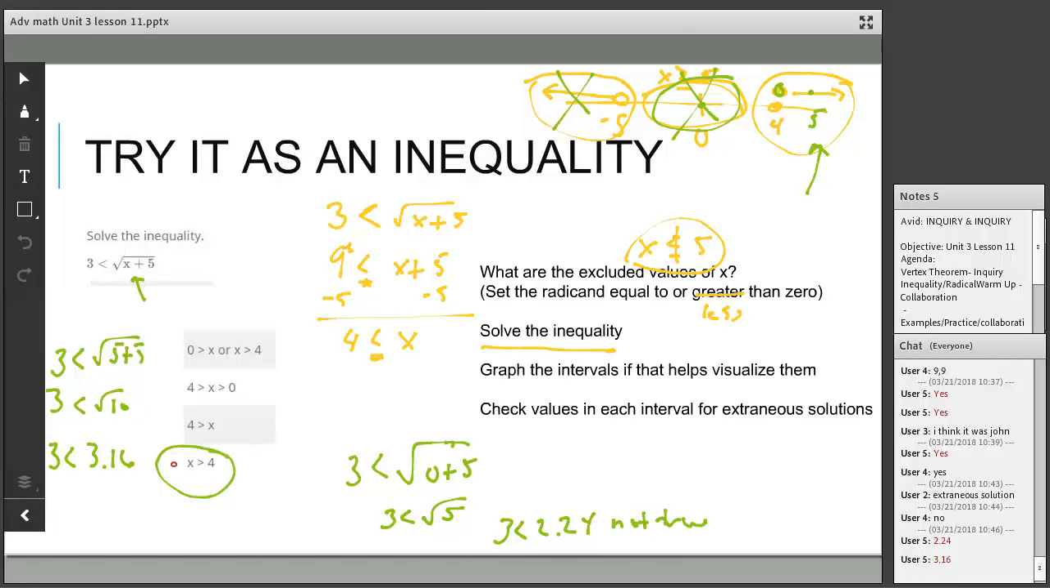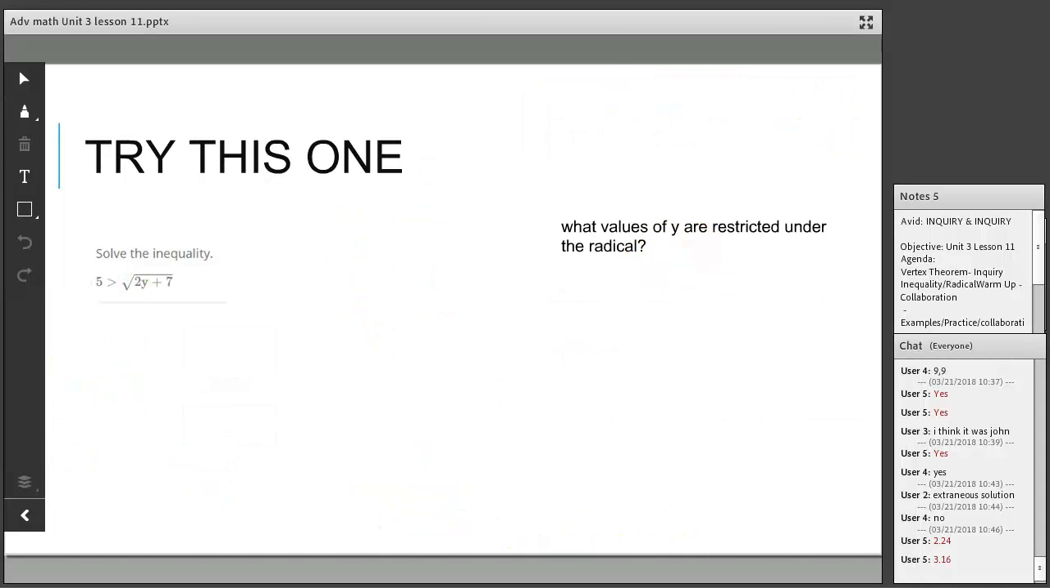So this is how we come up with this answer: x is greater than 4. But we have to check the different intervals. We have to define the intervals by figuring out the radicand value that's allowed. Then we solve the inequality, and then we have to test each interval. So let's look at it again. Let's look at this one. This again is off your checkpoint.